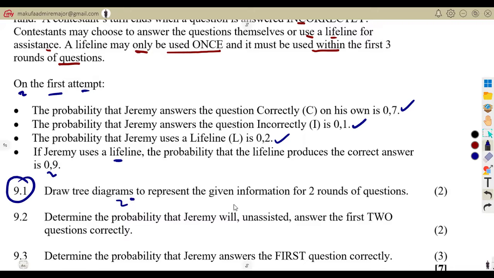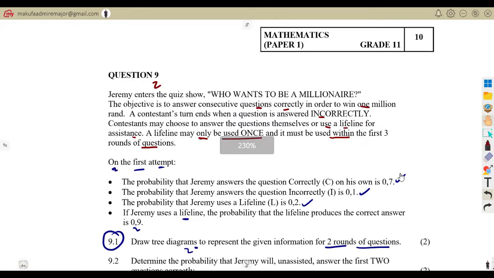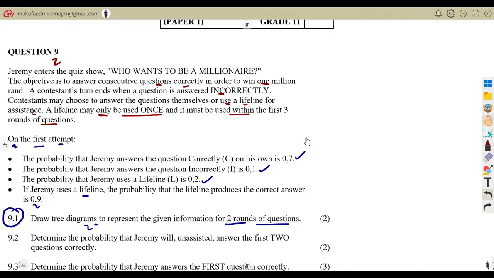We use 0.9 and 0.1 to represent the given information for 2 rounds of questions. All right, so for 2 rounds of questions, let's try to analyze it here. The person can get a correct answer, an incorrect answer, or use a lifeline. This is what we have on the first choice.